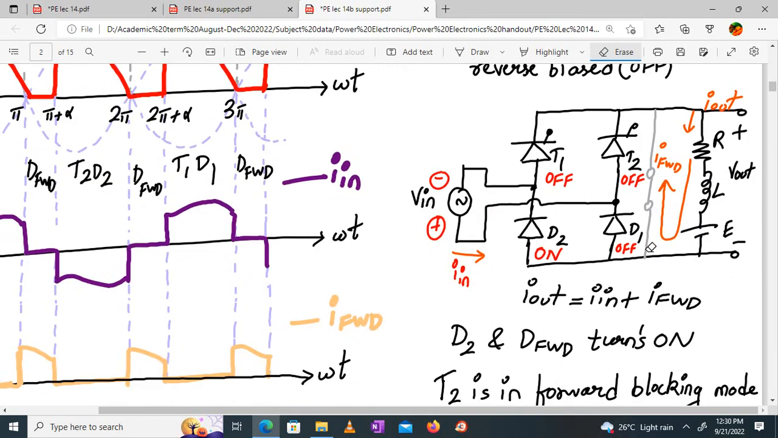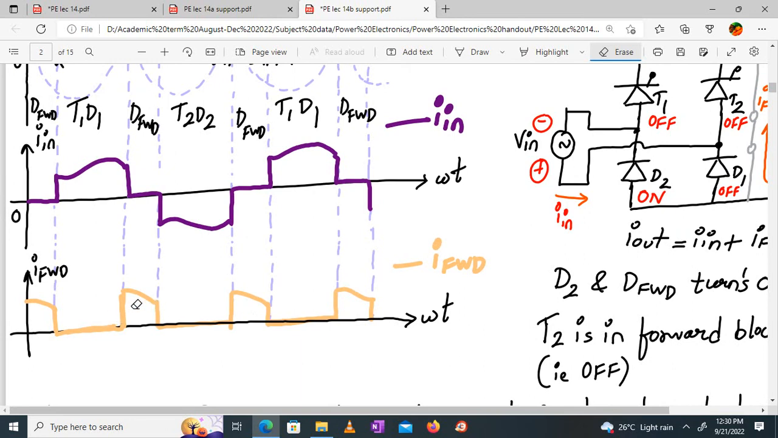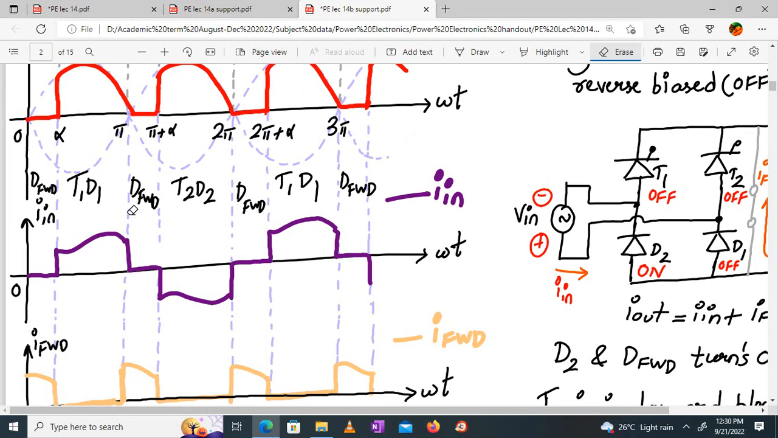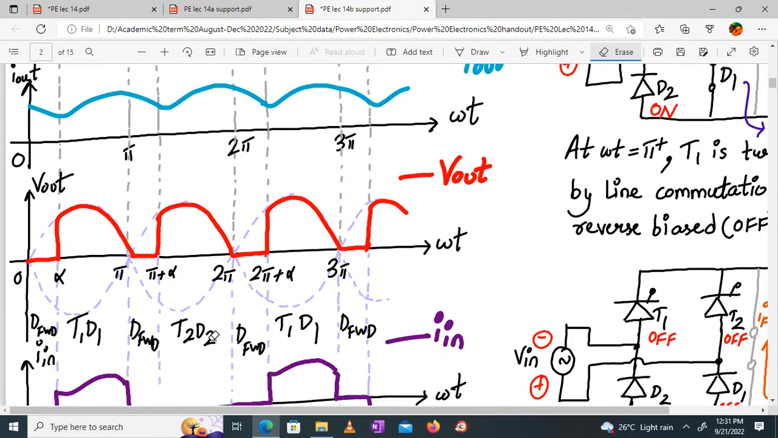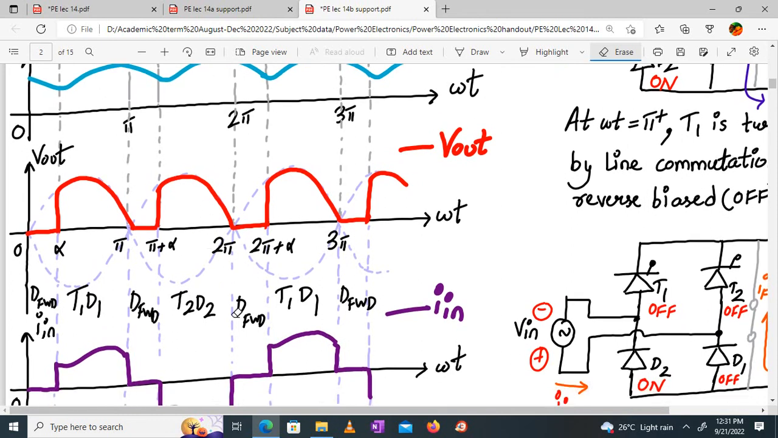And when the freewheeling diode is on, the entire energy stored across the inductor will flow through this loop, and the output voltage will be zero, and I out will be zero. But if current is flowing through the freewheeling diode, then some current will remain in the freewheeling diode. So that current is this current. So from pi to pi plus alpha, your freewheeling diode will be on, and some freewheeling current will flow. Rest everything is the same. Now from pi plus alpha to 2 pi, again T2 will conduct and D2 will conduct, and again the output will follow the negative of the input, right? And again from 2 pi to 2 pi plus alpha, the freewheeling diode will be on, and the story will repeat itself.